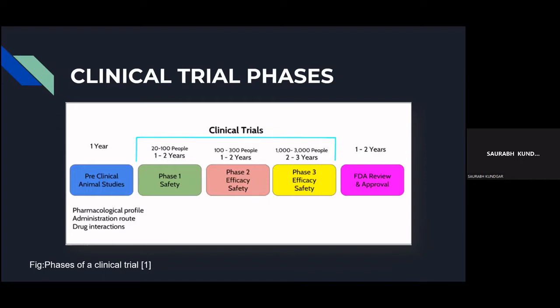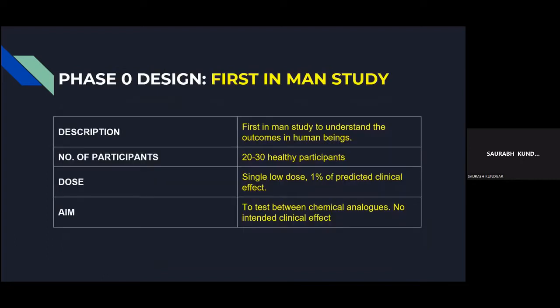So let's look at each phase in detail and also get to know about the statistical analysis of each phase. Let's start from phase 0. Phase 0 is called the first in man study, because before this phase you have done preclinical trials on animals, but in this particular phase you are introducing the drug for the first time in human beings. Although the genome of some animals and humans can be 99% similar, there can be some dissimilarities which could lead to adverse effects. So that is why phase 0 is critical.